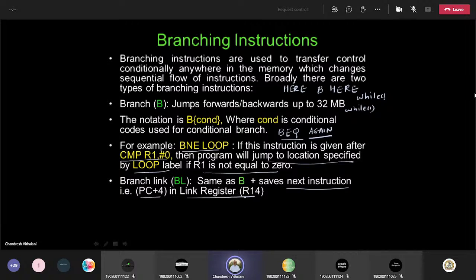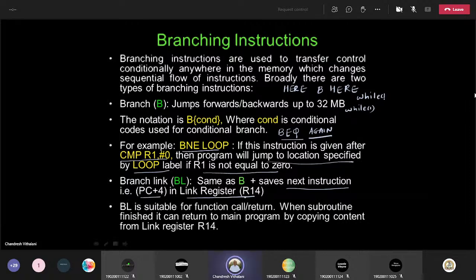In the call instruction also, the program counter is saved into the link register. So branch and link is very much similar to B, but additionally it saves the next instruction, which would be executed if the branch did not occur. The next instruction of the main program is stored in the link register. If you want to come back, you can copy that link register to the PC to return to the main program. Is it clear or any doubt in this? No, sir, no doubt. Okay.